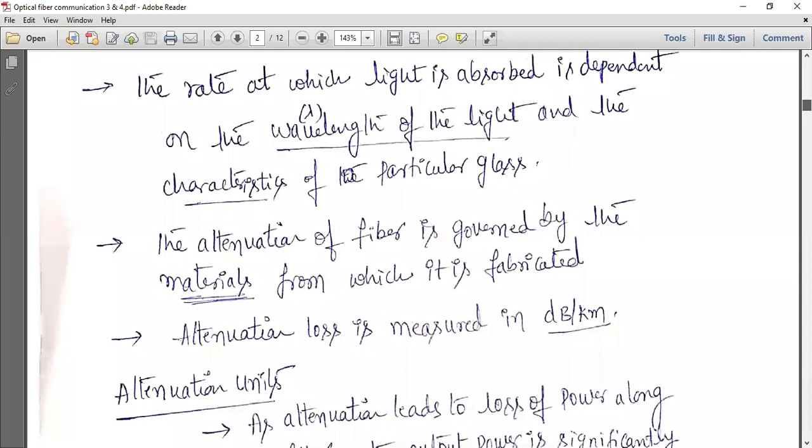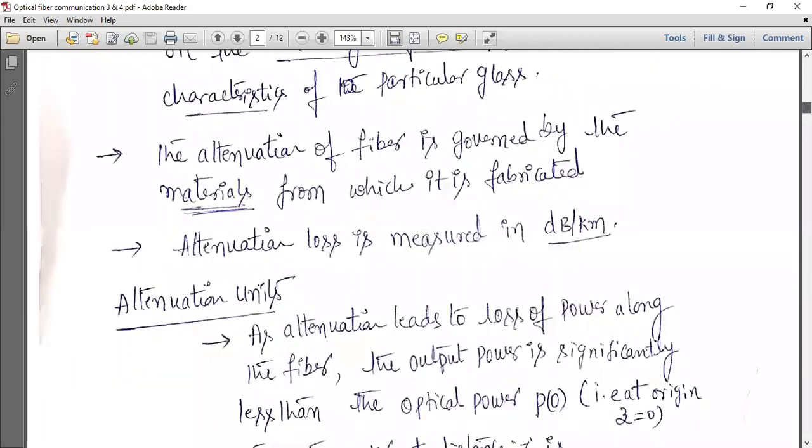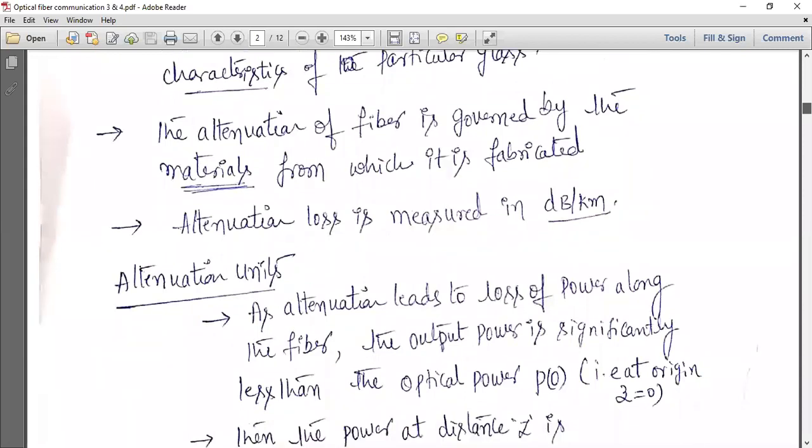So the fiber attenuation is governed by the materials from which it is fabricated. Yeah, that is what I explained. Attenuation loss is measured in dB per kilometer. It may be expressed in dB or it may be expressed in dB per kilometer. So dB per kilometer is, after 1 kilometer, what is the loss in your power in terms of dB.